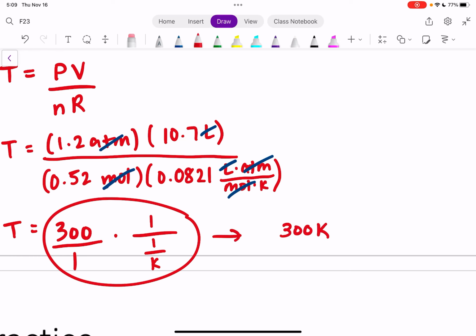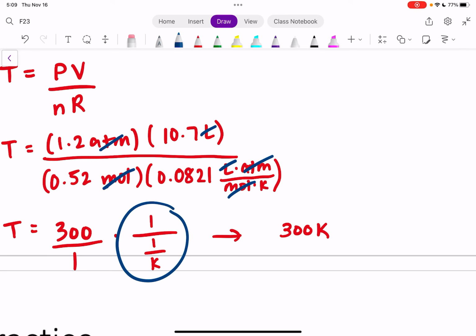Okay, so now I want to convince you that this is the same thing as this. Okay, and why is that? Now we gotta get a little mathy here. So notice that we've got 1 over Kelvin. Well, another way that we could express that is 1 times K over 1. Well, what's 1 times K over 1? Oh, that's just K, right?